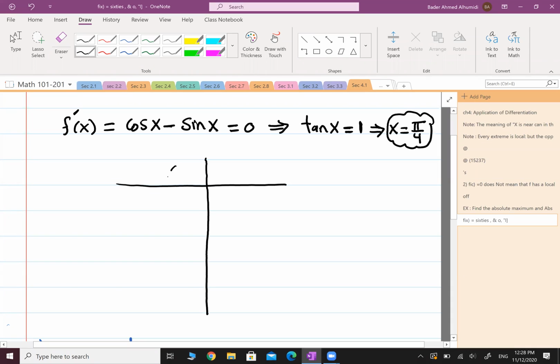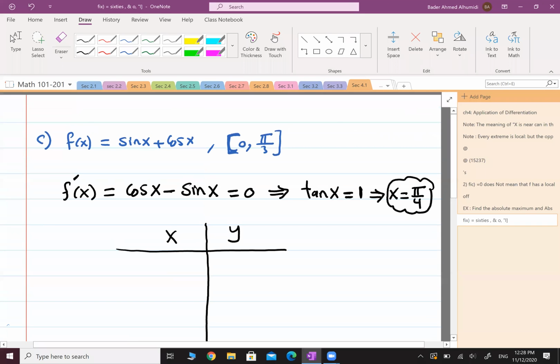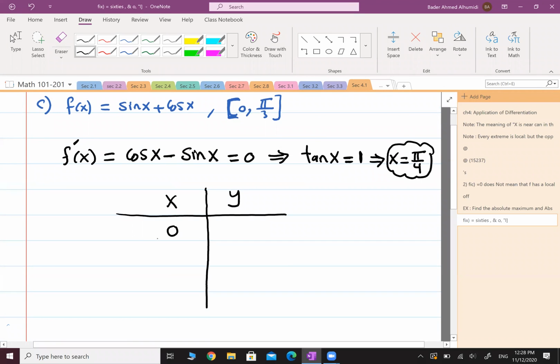Something like this. You write x here, you write y. Maybe I make it a little bit larger. Okay, so I need to substitute first the endpoints. I will substitute the 0 point, and I will substitute the critical numbers. We have only one critical number here, which is pi over 4. And I will substitute the other endpoint, which is pi over 3.